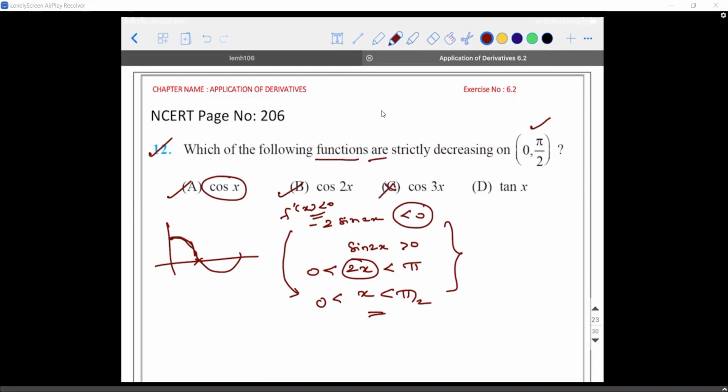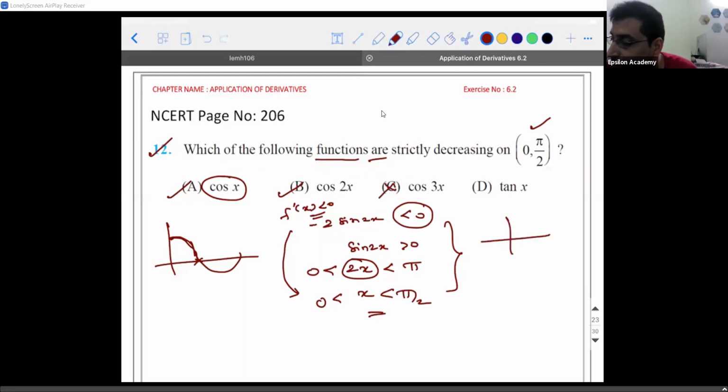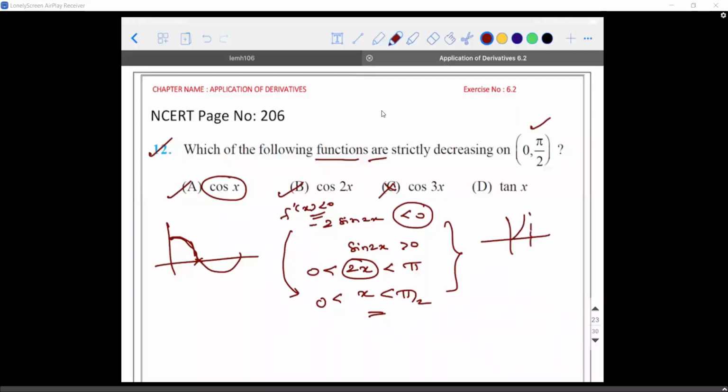What about tan x? Sir, tan x is increasing. Correct? Tan x graph, how does it look? It looks like this, no?